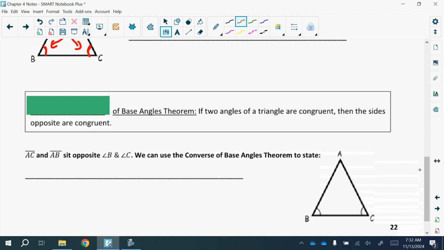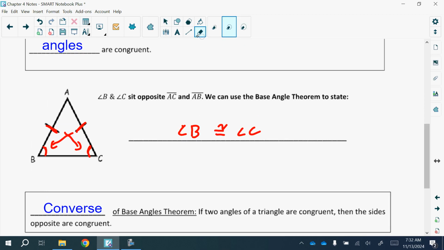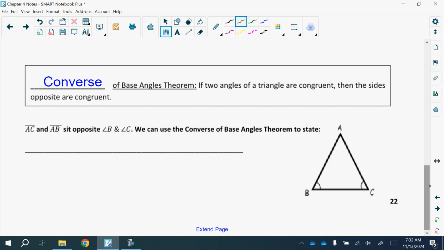Okay, then going the other way around, or the fancy word in math we use for saying the other way around, the converse of the base angle theorem states that if two angles of a triangle are congruent, then the sides opposite are congruent. So this is going the other way around. On the base angle theorem, we were given that the sides are congruent and concluded that the base angles are congruent. Here we're just going the other way around. We're given that the base angles are congruent, therefore we're going to say that these sides are congruent. So side AB is congruent to side AC.